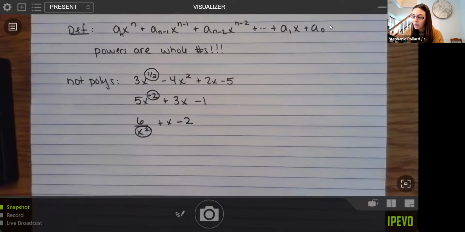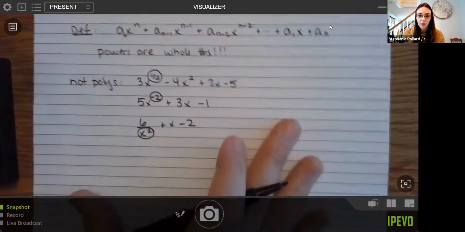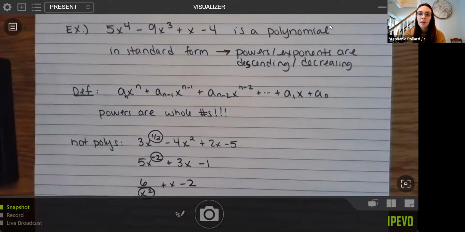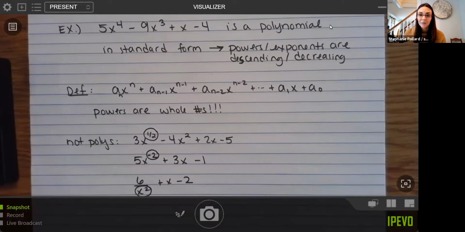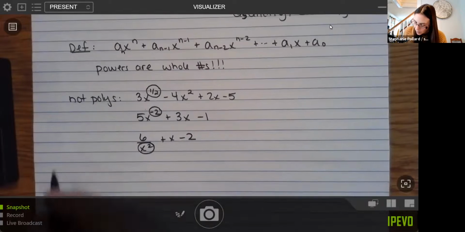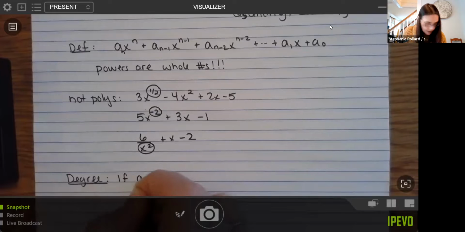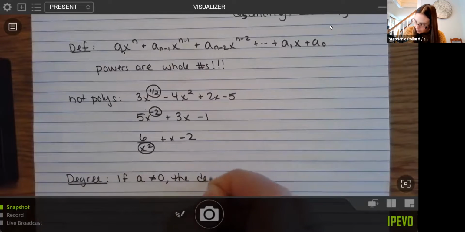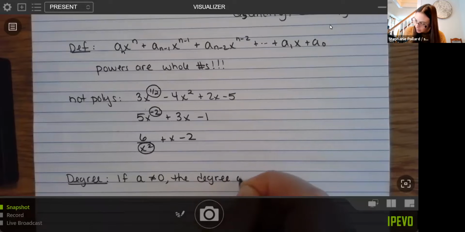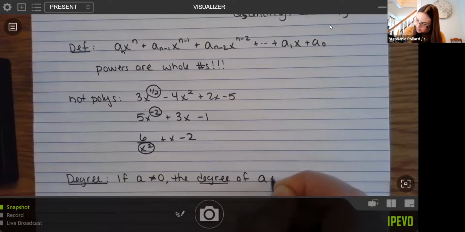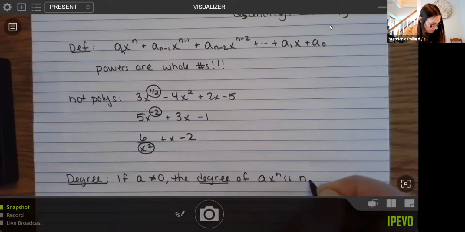You can have polynomials in more than one variable as well. So let me focus on just one variable first, which is what I'm doing here. And then we'll look at some examples where you have more than one variable. Okay. So we have a definition which is called degree. And it says that if a is not equal to 0, the degree of ax to the n is n.